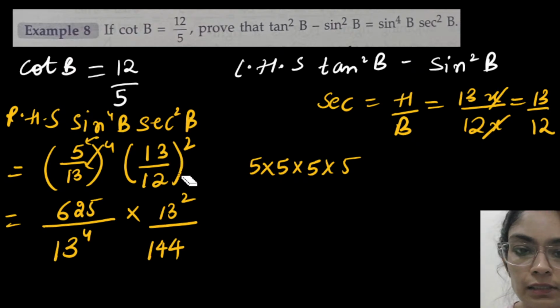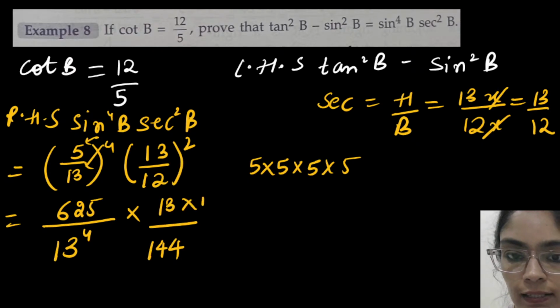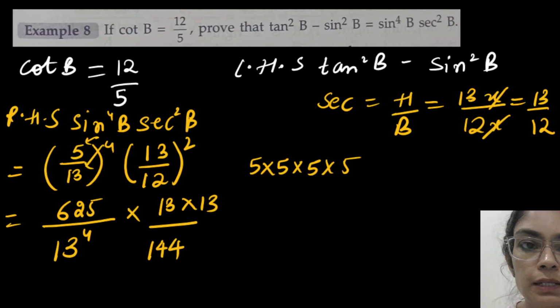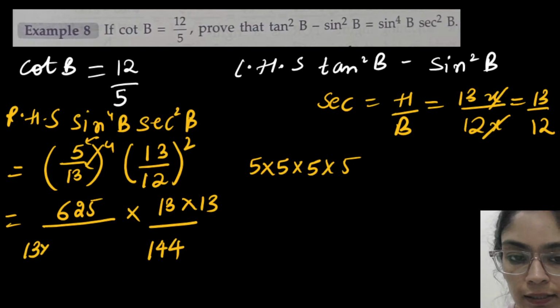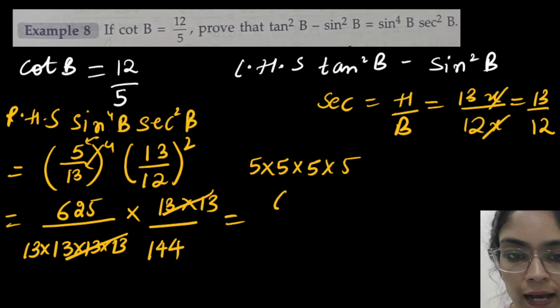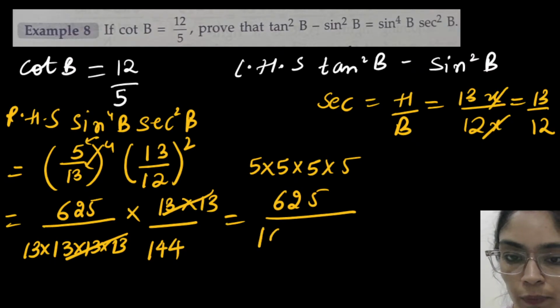So here I'll just write 13 square means what? What is the meaning of 13 square? 13 into 13. What is the meaning of 13 to the power 4? 13 to the power 4 means 13 into 13 into 13 into 13, 4 times. So 2 times 13 will get cancelled. So what I have now is 625 by 13 into 13, which is 169, into 144.